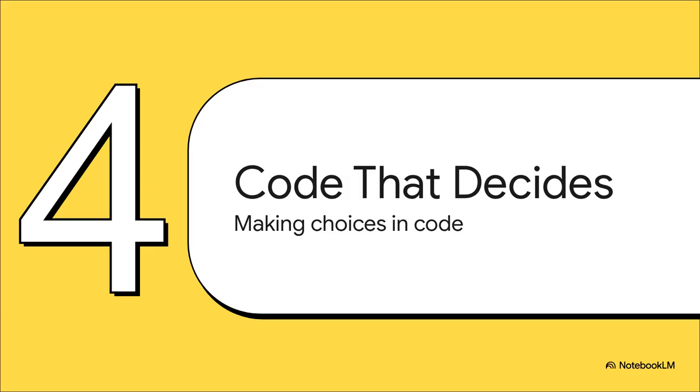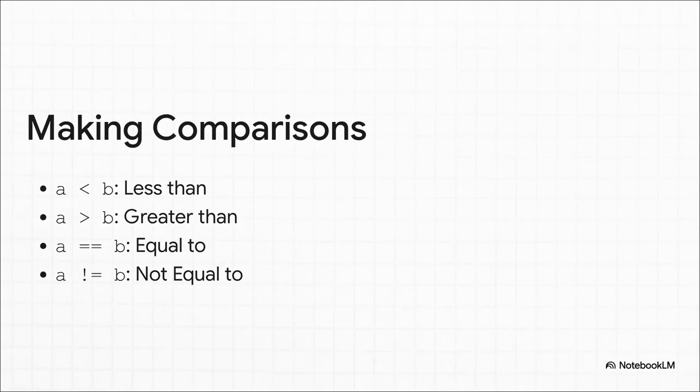All right, this is where programming starts to feel like a superpower. We're about to go beyond just following a list of instructions. We're going to teach our program how to think for itself, how to actually make decisions. So how does a program decide? Well, it compares things. It uses these simple operators to ask questions that can only be answered with true or false. Is A less than B?